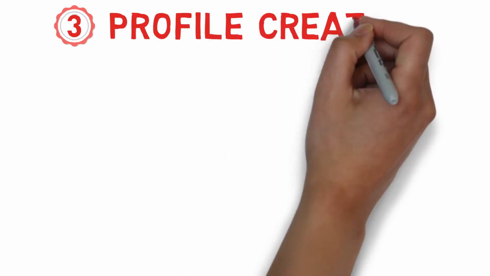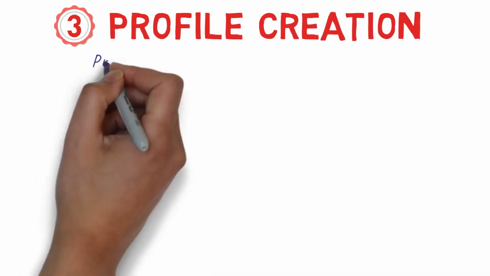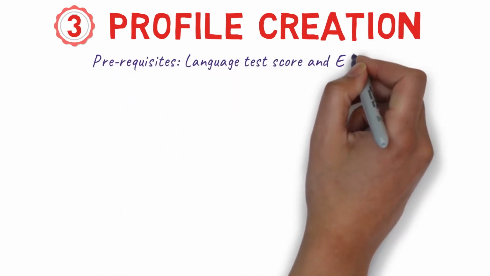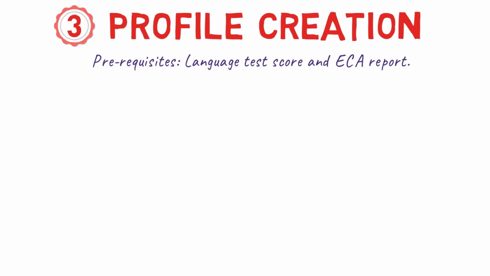Okay, now the step 3, creating your Express Entry profile. There are a few prerequisites before you create the profile. You should have your language test score and your ECA report ready with you, which means your step 1 and step 2 should be implemented before you implement your step 3.